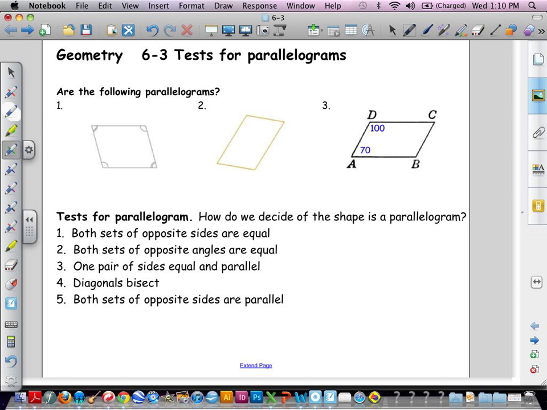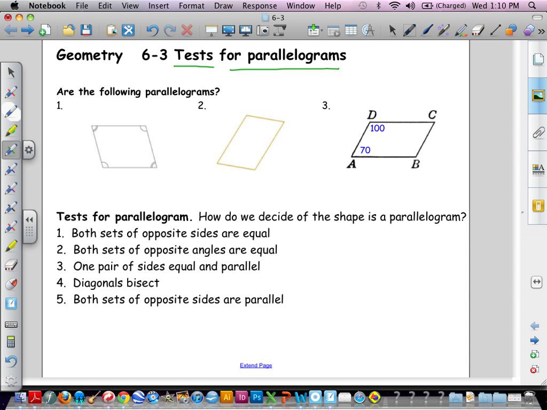Hello, geometry students. Today we're going to focus on section 6-3, which will talk about tests for parallelograms. Before we begin, look at problems 1, 2, and 3, and you yourself decide if they make a parallelogram or not. Please pause the video and answer those questions.